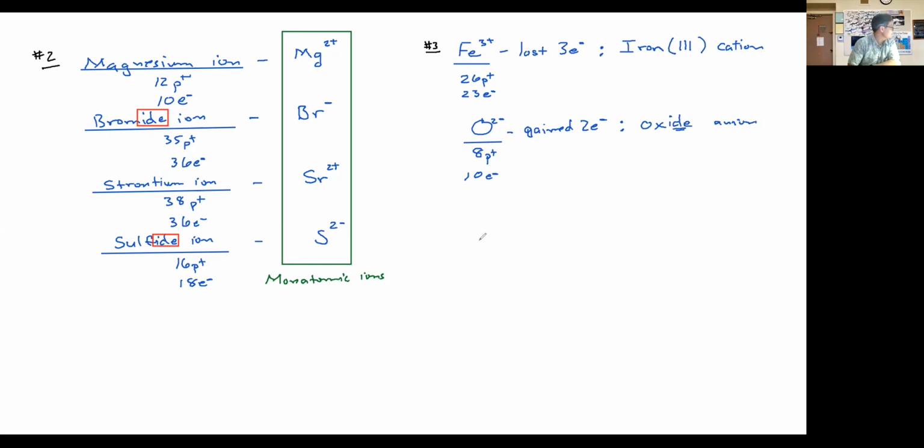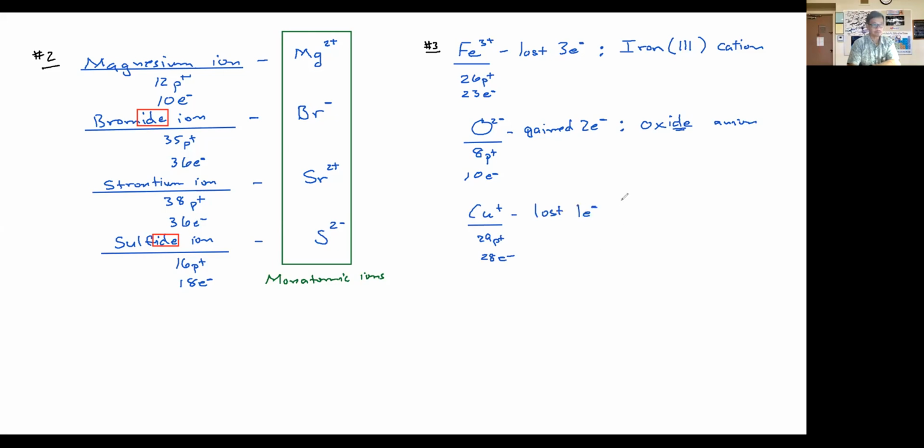For the last one, we have Cu plus. This is a copper ion, an ion based off the copper atom. Since that's the case, we have 29 protons. It's copper, but it has a positive charge. So the number of electrons should be 28, one less electron. Therefore, in order to become this ion, copper has to have lost 1 electron.